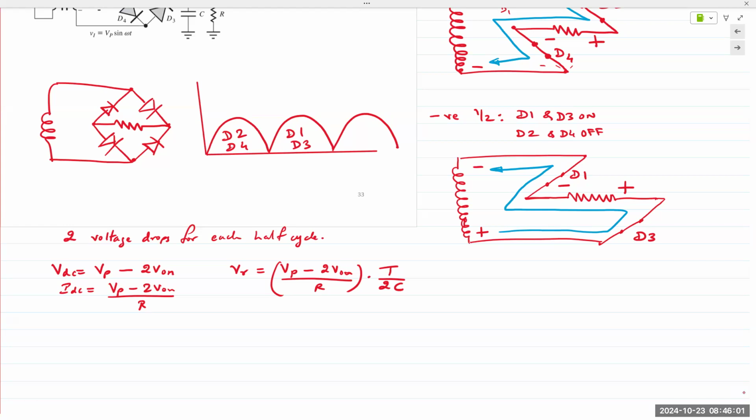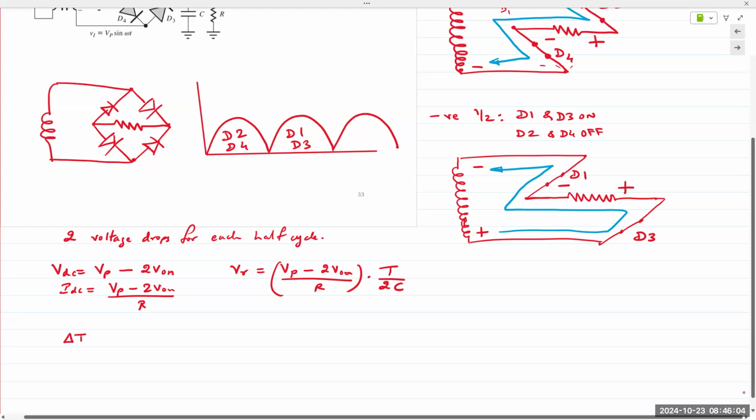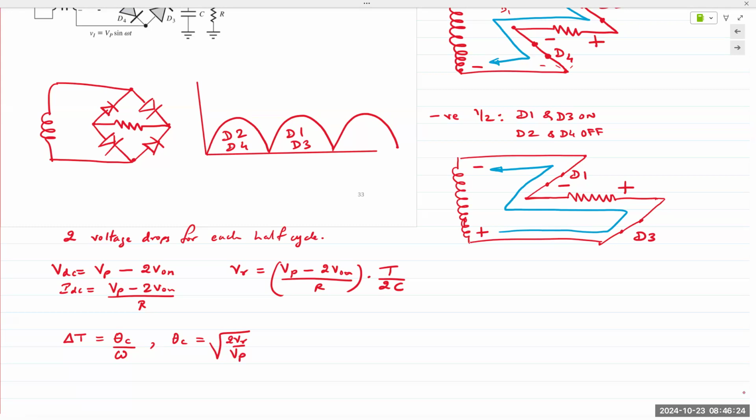And then delta T is still the same, conduction angle over omega. And theta C is root of 2VR over VP. And because it's 2 diodes in series for each half cycle, the peak inverse voltage that every diode must handle is cut in half. So instead of being 2 times VP, this is just VP.